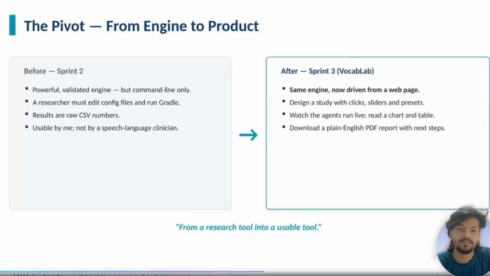The pivot, the shift. Before: a validated engine only I could drive, with config files, Gradle, raw CSV. After: the same engine from a web page. Build a study with clicks, watch it run, download a plain-English report. From a research tool into a usable tool.